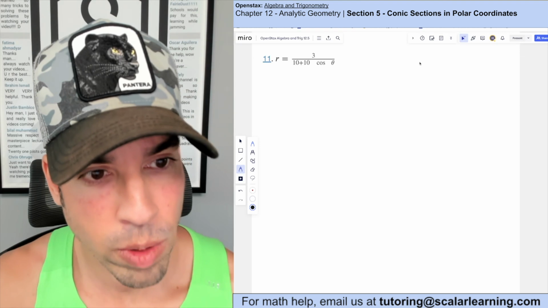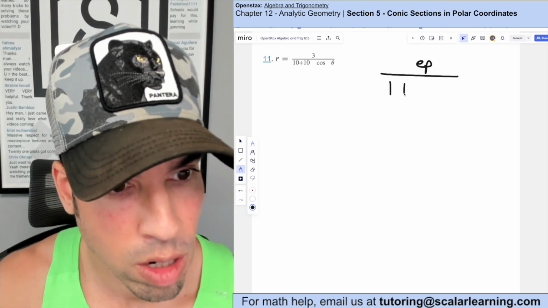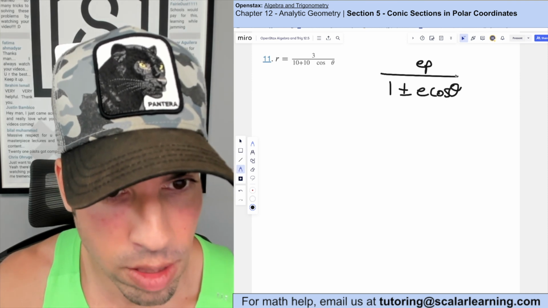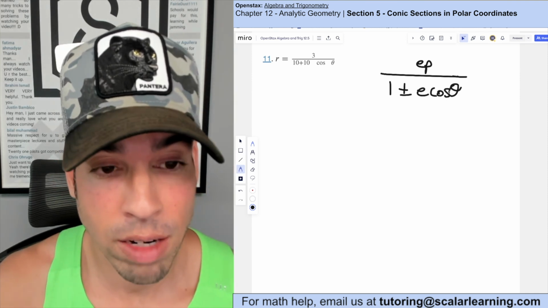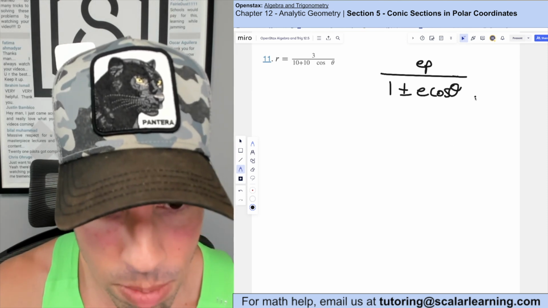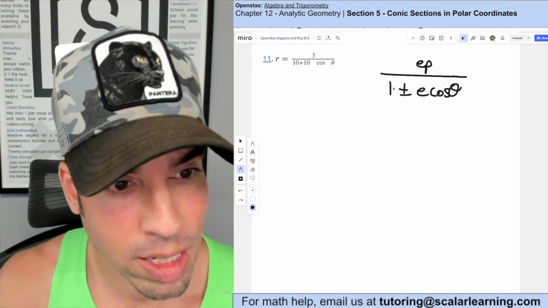Done. So for this one, we're going to start with that formula that we're aiming for, right? EP over 1 plus or minus E times cosine of theta. And now again, remembering that if we got cosine in the denominator of our original, the directrix is going to be a vertical line, okay? So just remember that.